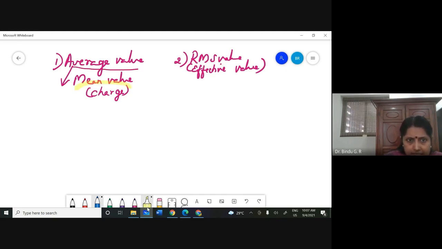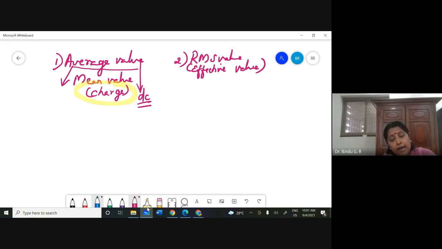So, why I dictated this is because in the case of average value, what we are dealing with is the charge. What is average value? Average value is the value of the DC current. What is that DC current which is able to transfer the same amount of charge that is being transferred by the alternating current in the same time? Or suppose I have an alternating current. This alternating current in 5 seconds transfers some amount of charge to the circuit.